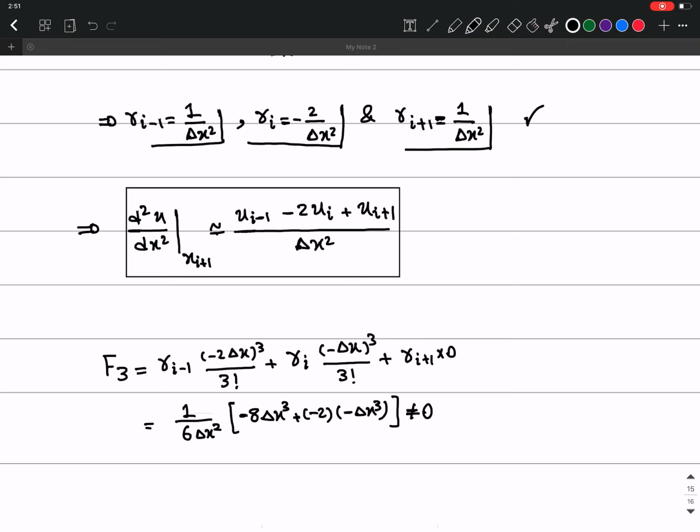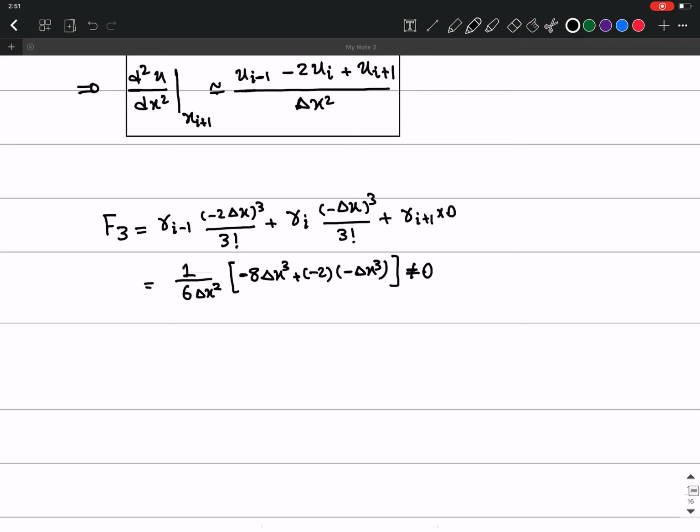And therefore this tells us that this approximation is first order, or order delta x, right? Because if you simplify this, you will get something on the order of delta x. So this approximation is order delta x.